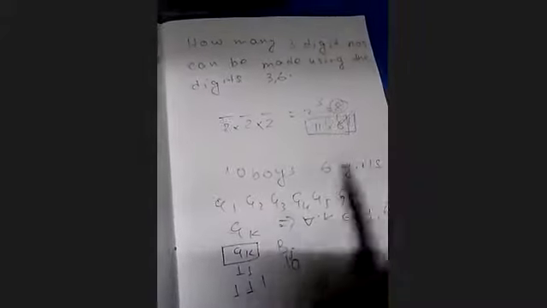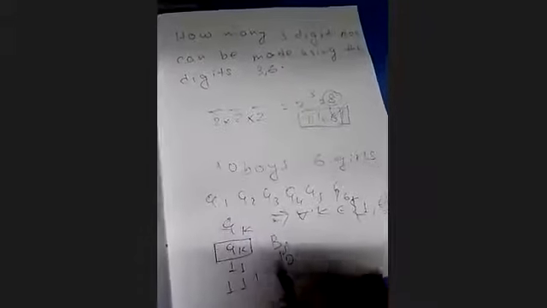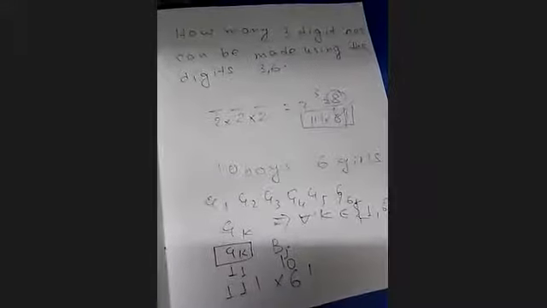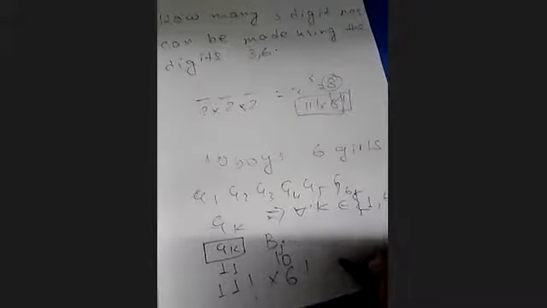And in this block, since there are 6 girls, among these 6 girls there can be 6 factorial permutations, right? So the total number of permutations that can be made so that all the girls are together is nothing but 11 factorial into 6 factorial. So Cherish, you were absolutely correct.